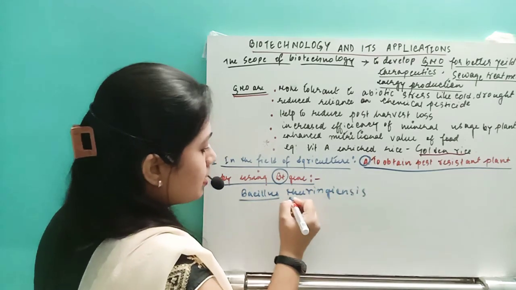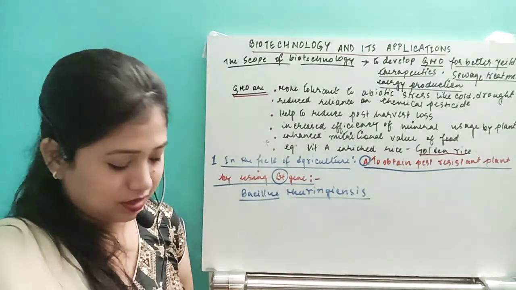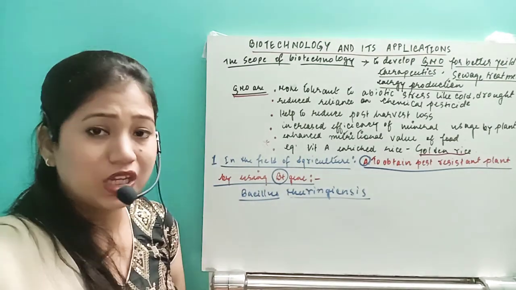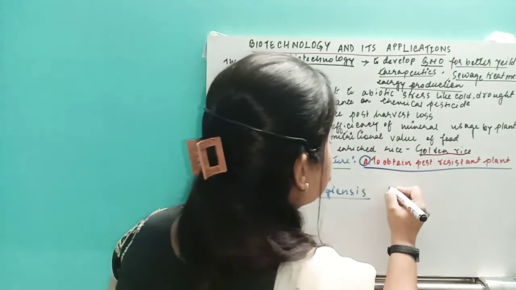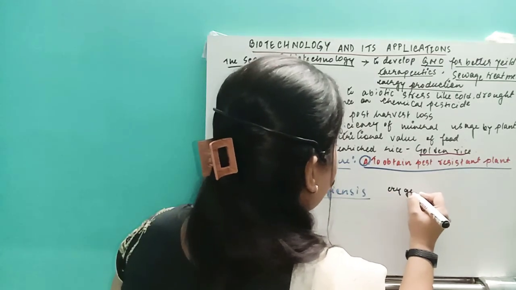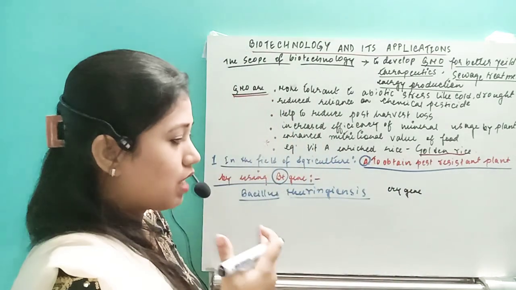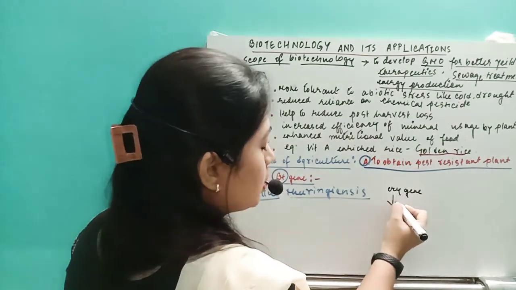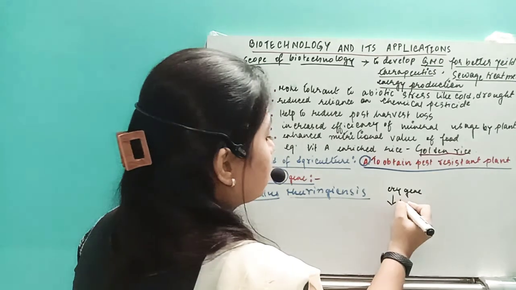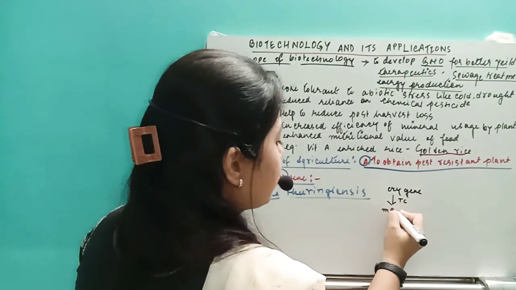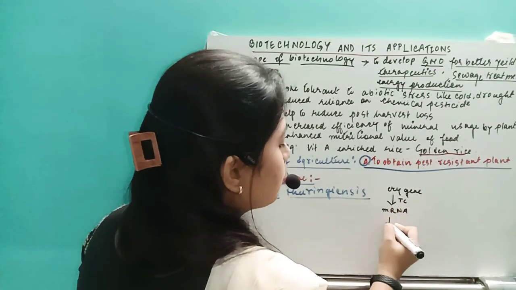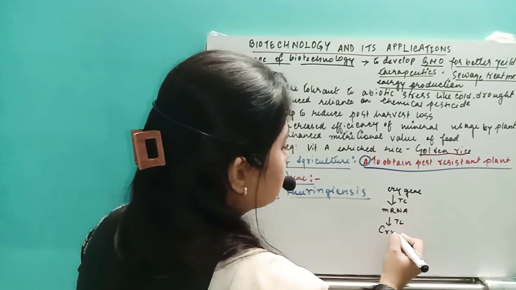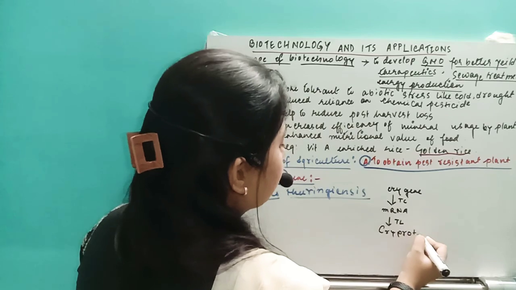So this Bacillus thuringiensis is one bacteria which has one type of gene, and that gene is known as the cry gene. This cry gene undergoes transcription and then translation. The cry gene undergoes transcription to produce one mRNA, and that mRNA undergoes translation to produce a protein, and that protein is known as the cry protein.